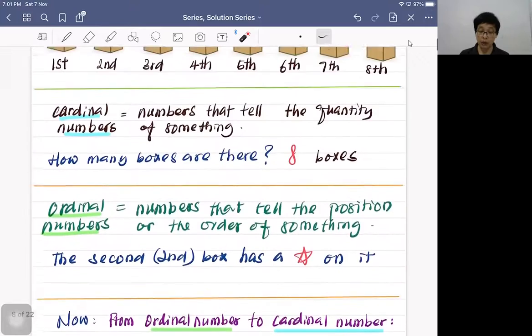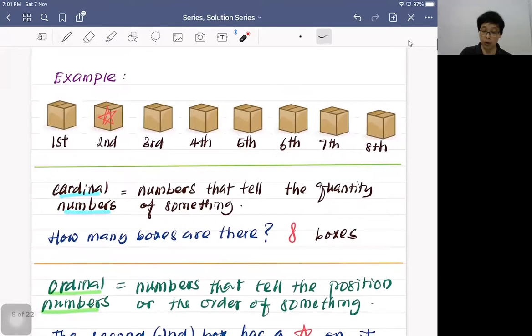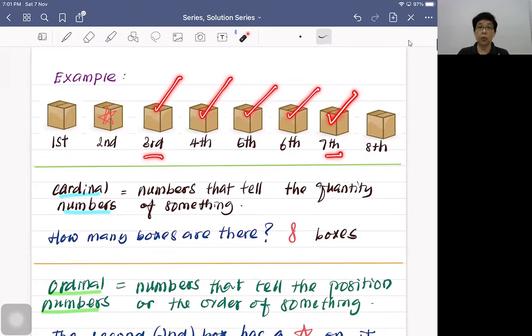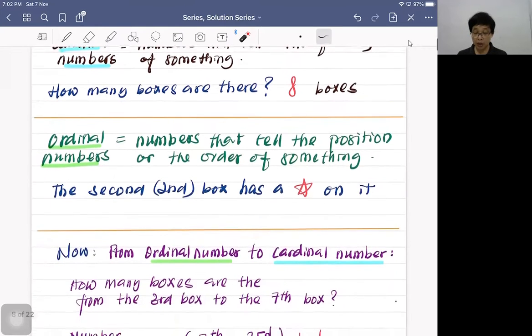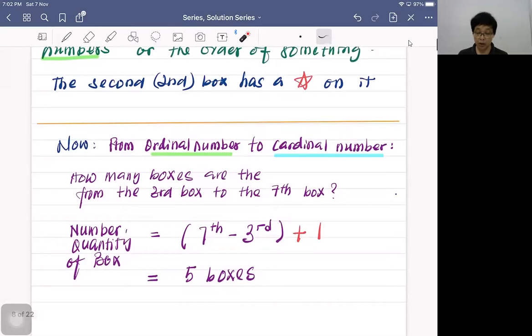If we manually count, we start counting from here, and we end counting here. Let's do the simple counting. 1 box, 2 boxes, 3 boxes, 4 boxes, 5 boxes. So we know that from the 3rd box to the 7th box is actually not 4 boxes. It is not just 7 minus 3, which gives 4. We need to plus 1 in order to make up the correct counting number.